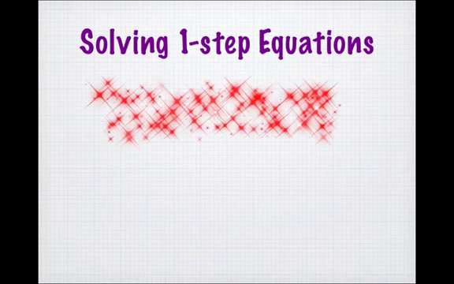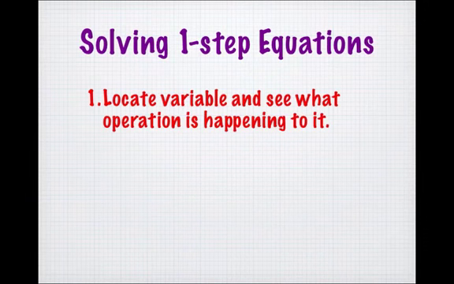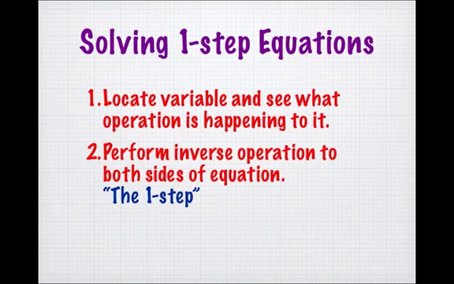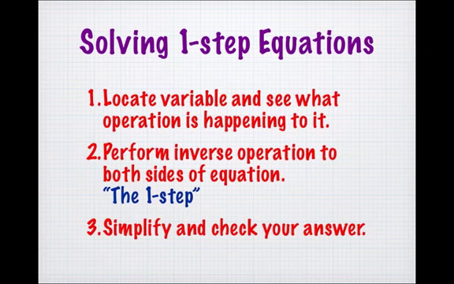Solving one-step equations is easy. We first locate the variable and see what operation is happening to it. Then we perform the inverse operation to both sides of the equation. This is the one step. Lastly, we simplify and check our answer. This last step is very important to make sure that we did our work correctly.